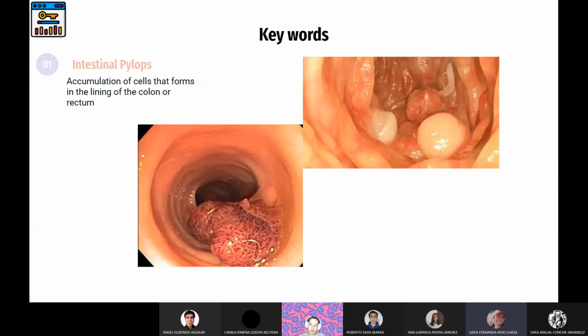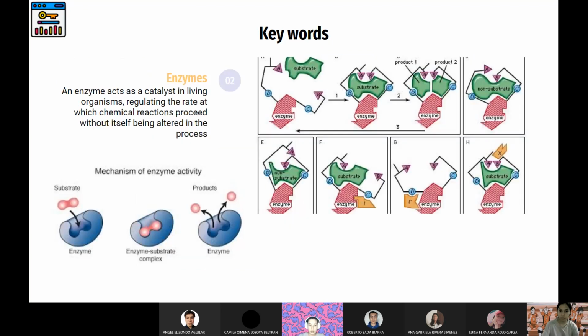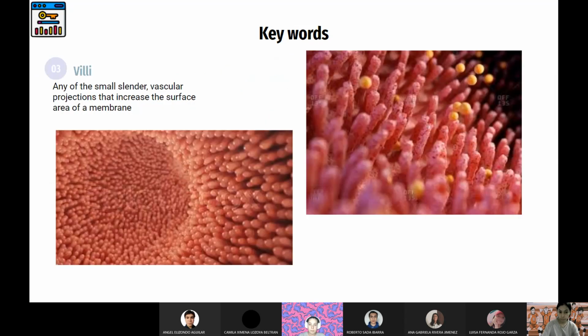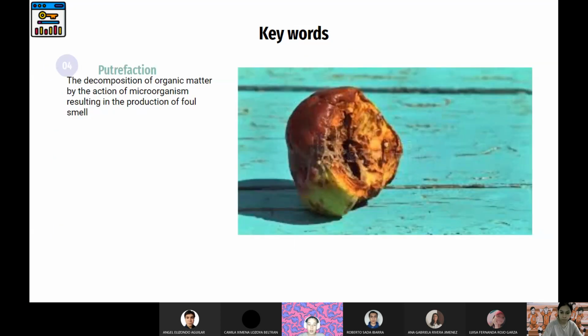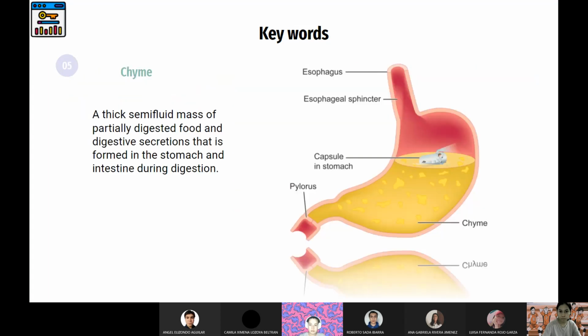Some keywords from these topics are intestinal polyps, which are accumulations of cells that form in the lining of the colon or rectum. Enzymes. An enzyme acts as a catalyst in living organisms, regulating the rate at which chemical reactions proceed without itself being altered in the process. Villi. Any of the small, slender vascular projections that increase the surface area of a membrane. Putrefaction. The decomposition of organic matter by the action of organisms, resulting in the production of foul smell.